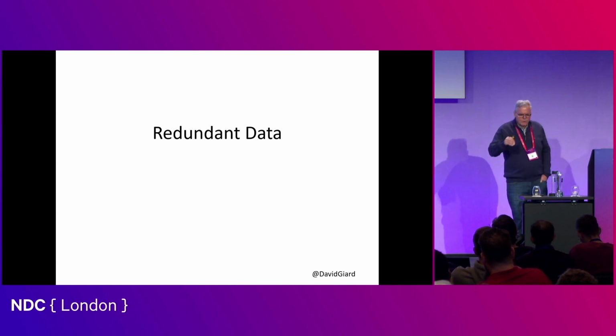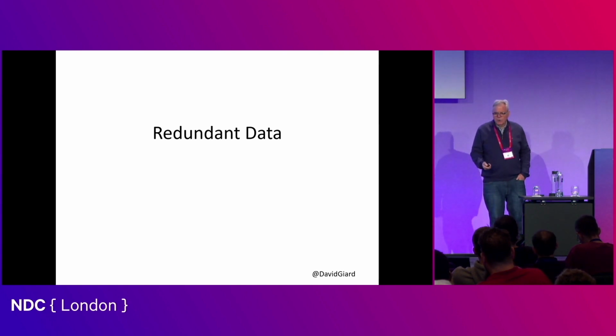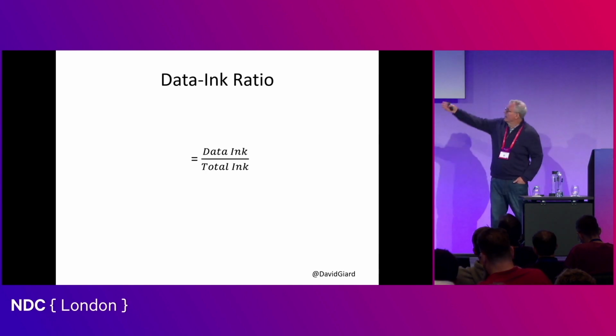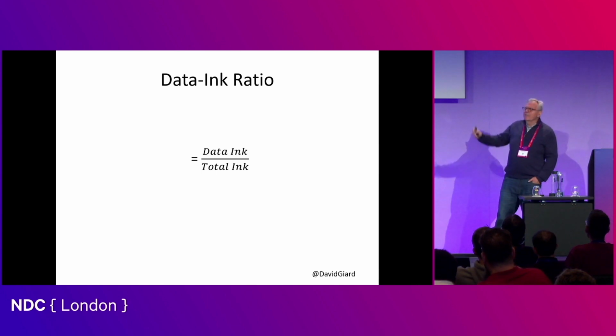If you are representing the same information more than once, then only one of those representations is data. So you may have, if this will reduce your data ink ratio. The highest this can get is 1.0. If every single bit of ink in your visualization is data ink, then this will be 100%. It'll be 1.0.